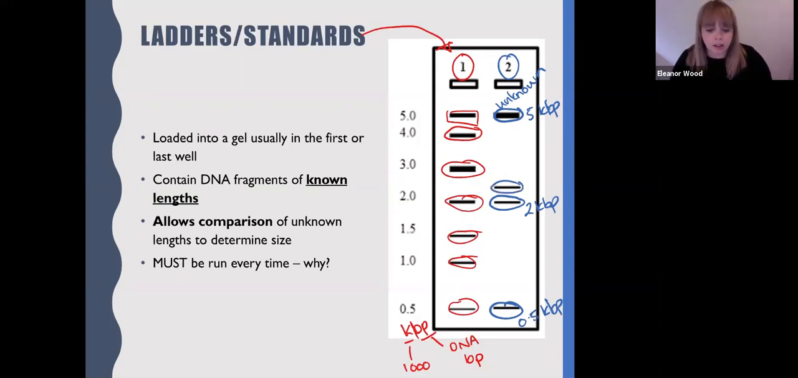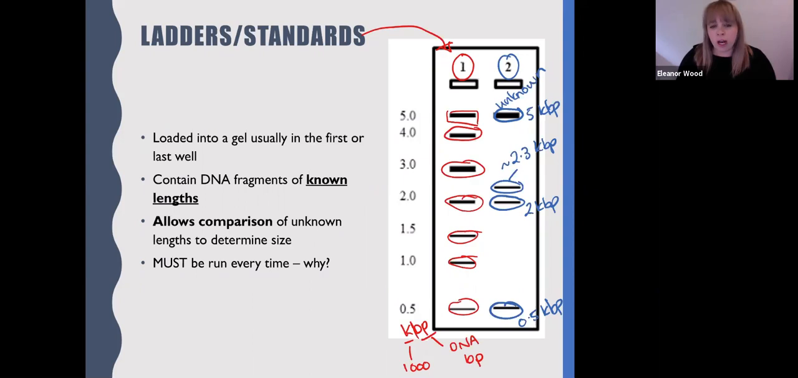So this one here, you can see that it's a little bit closer to the 2 than it is to the 3 when I compare them. So I reckon it's probably around 2.3 kilobase pairs. So long as it's a reasonable estimate and you are close enough within your guess, that's good. So you can use the ladder to determine the unknown lengths.